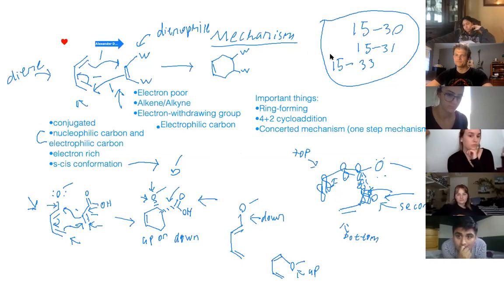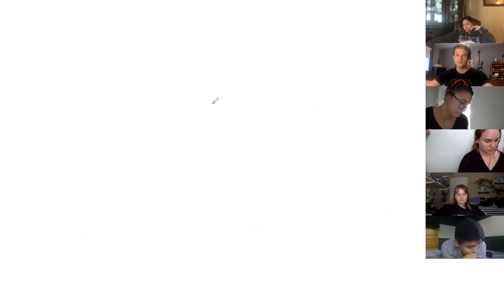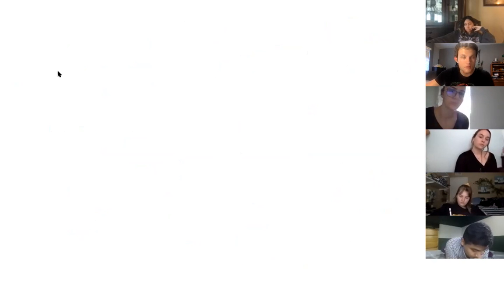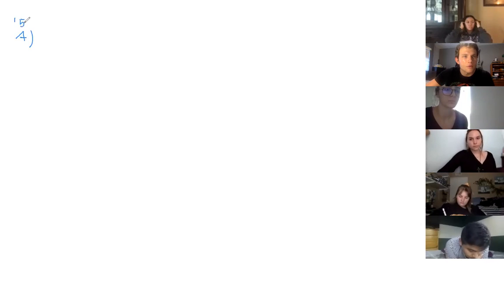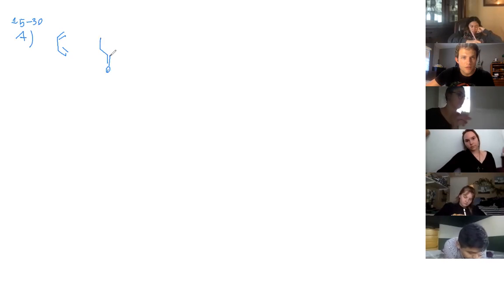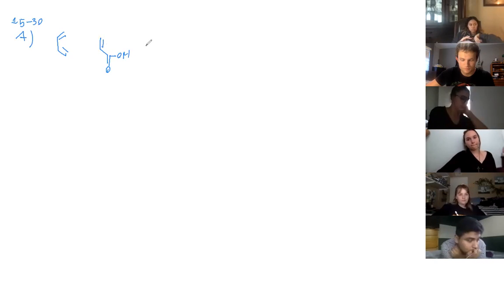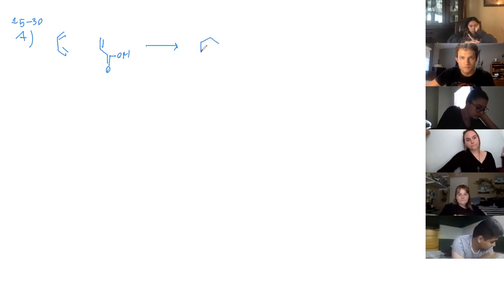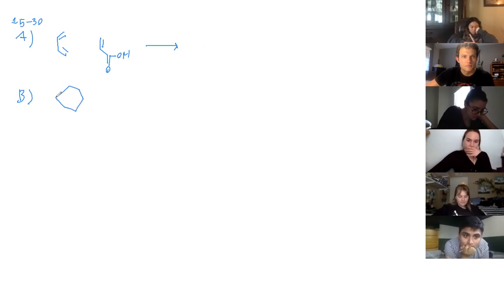So do you guys mind if I erase this? All right. So I'm going to draw some examples. This is 15.30, by the way, from the book. So again, this is just predict the products. The cool thing about the Diels Alder reaction is that you also get some really ugly looking products, and it's kind of fun to learn how to draw them.